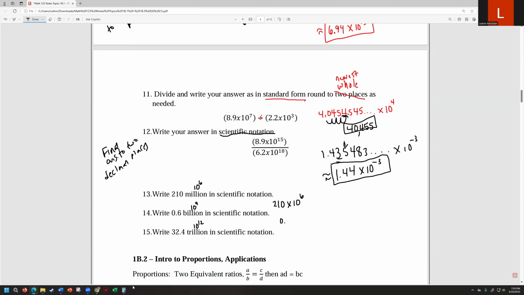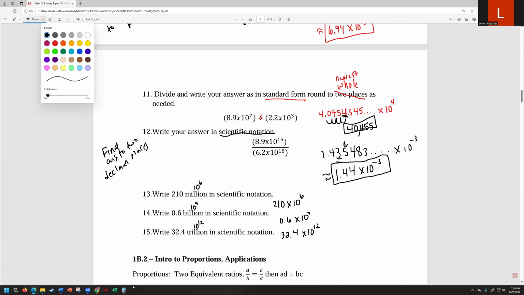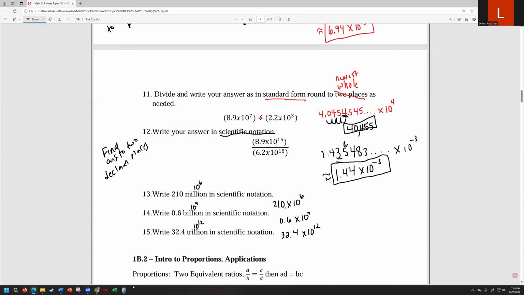We got 0.6 times 10 to the 9th. And then we got 32.4 times 10 to the 12th. Now, none of these are in proper scientific notation. So we're going to have to adjust all of them using LARS, an acronym. Notice this first one has 3 digits in front of the decimal point. We only are supposed to have a single digit that is a 1 to 9. So I'm going to have to back this up 2 places to the left. When we use left, remember left means add the number of places you moved to your power. So this would just be 2.1. You can write the 0 if you want, but it doesn't change that number. 2.1 times 10 to the 8th. So this is the correct form for that first one.